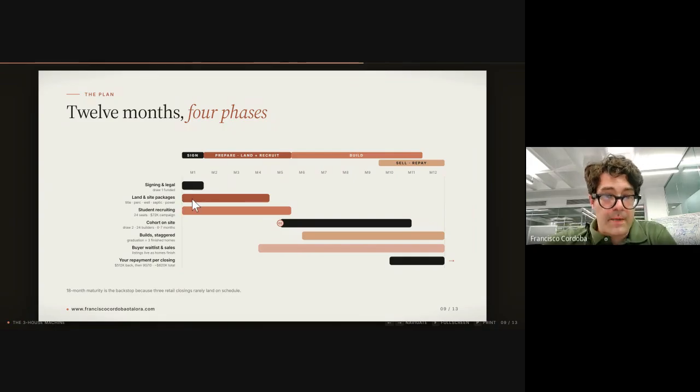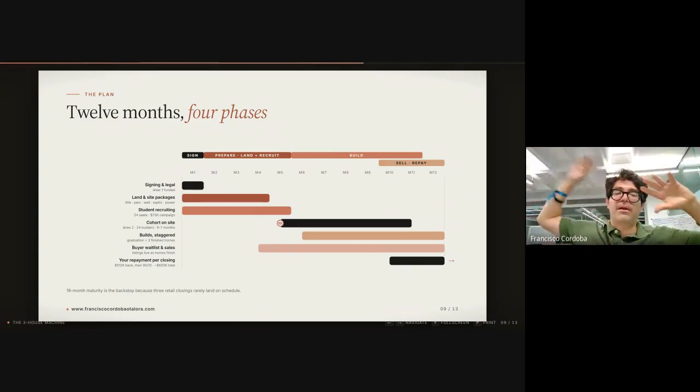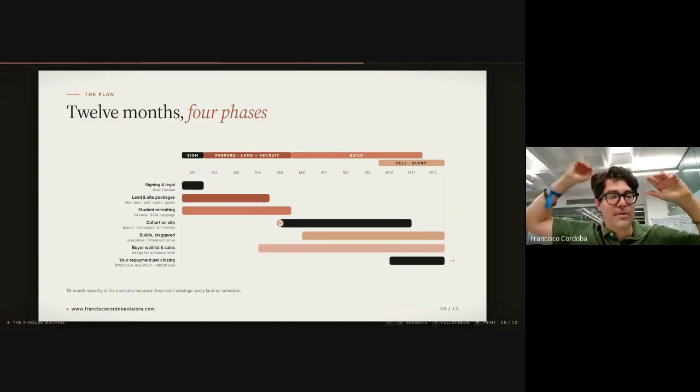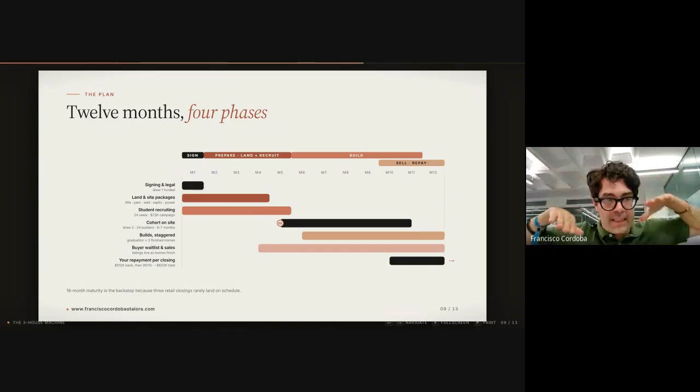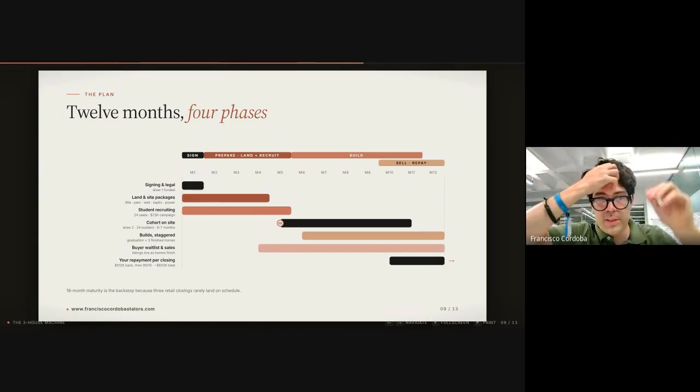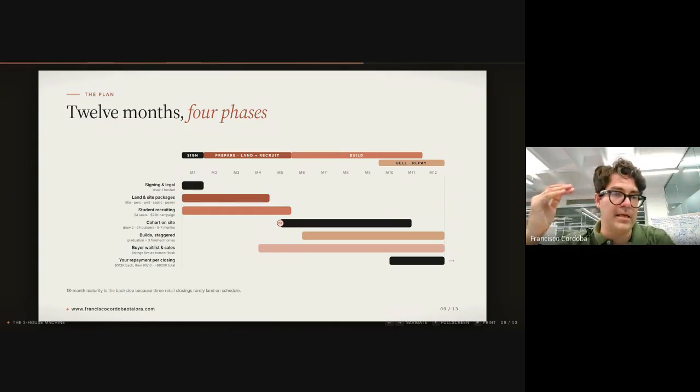Then we do two processes in parallel. You can see the land and site packages and the student recruiting, done in parallel. So it's like, okay, now let's find land to buy. Where do we buy the land? What are the permits? What is the process? We found a nice place, this is the place that we're going to use. And then we recruit people at the same time. And then we are ready in both senses.